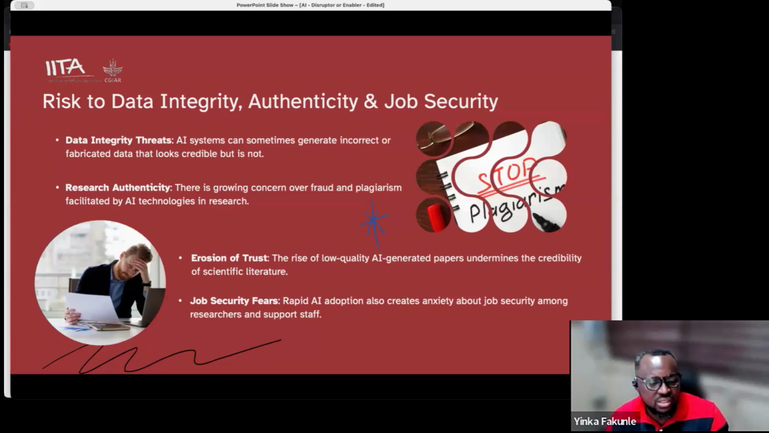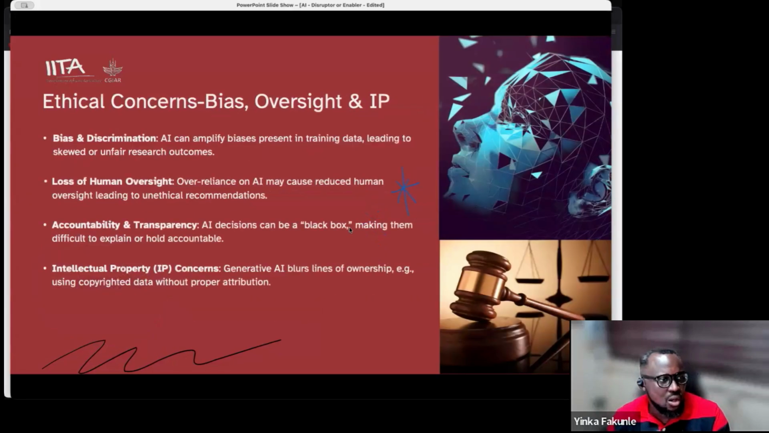This includes things like AI bias in AI decisions, the loss of human oversight that I just talked about, and the very important one, intellectual property issues with AI-generated content. Understanding some of these pitfalls will help us in knowing how to use AI responsibly. So I move on to the next slide now.